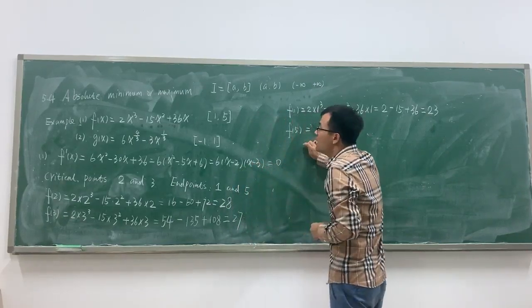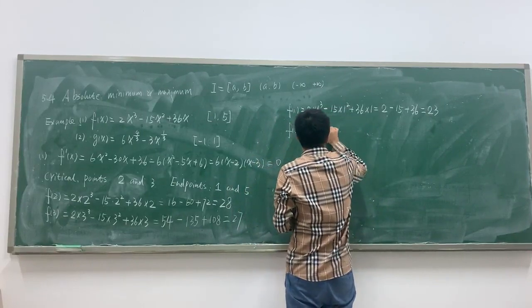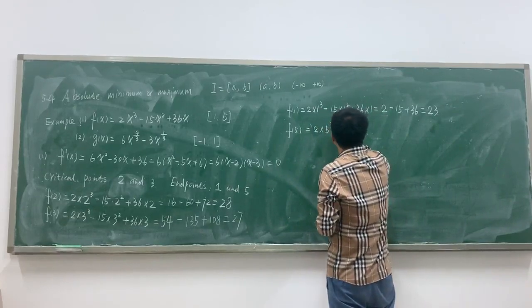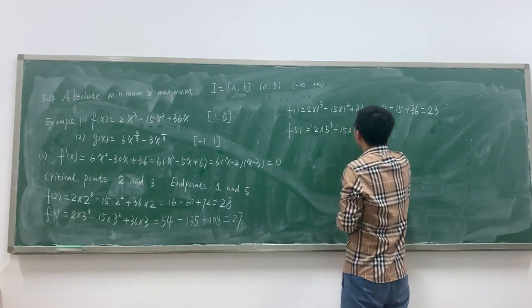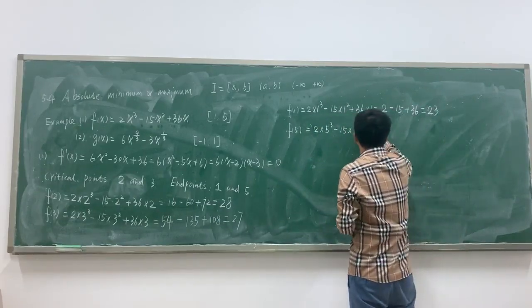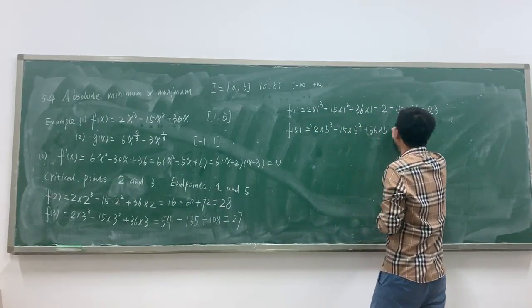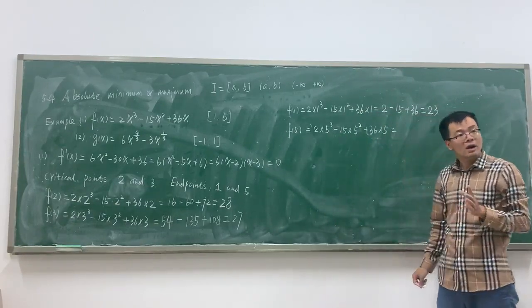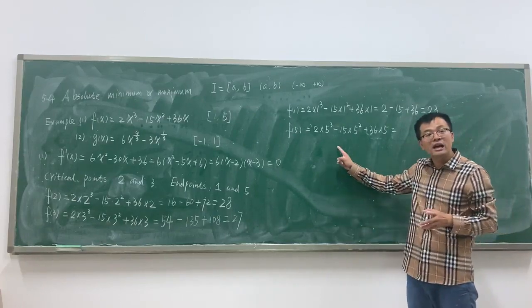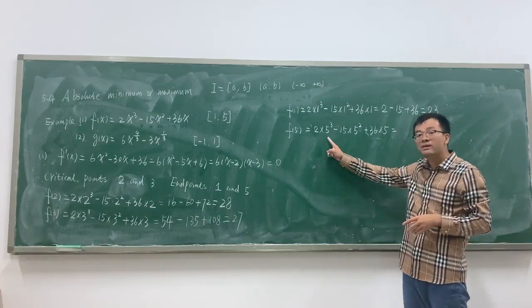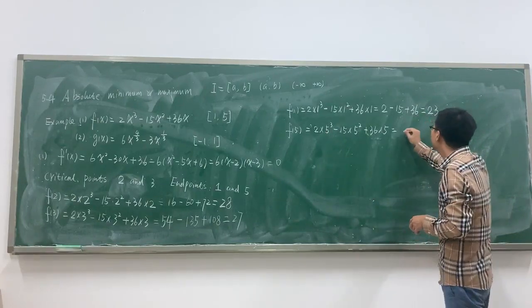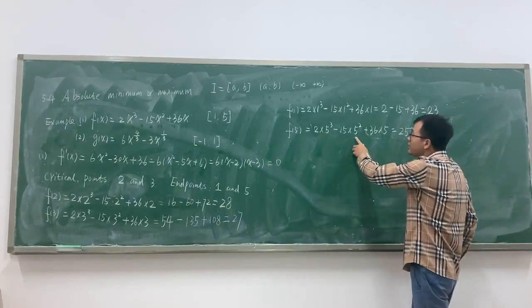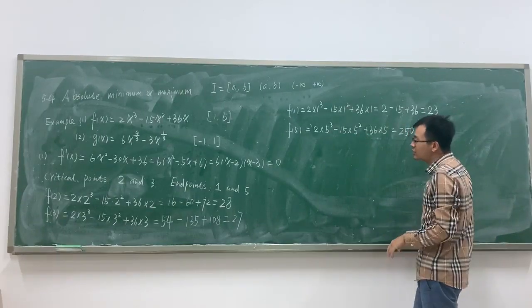And F(5) equals 2 times 5 cubed, minus 15 times 5 squared, plus 36 times 5. So 5 cubed is 5 times 5 times 5, 125, times 2. So here is 250 minus 15.